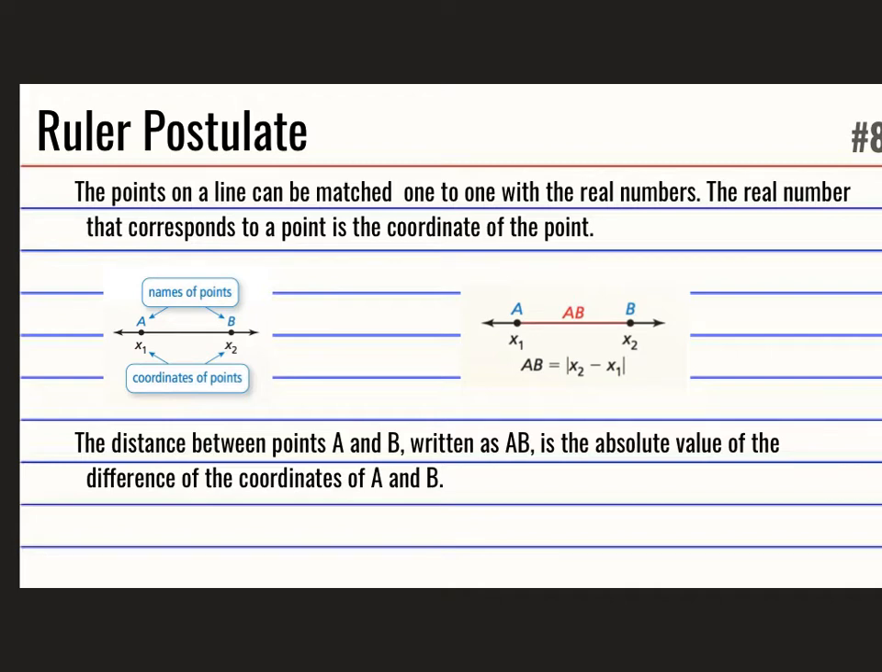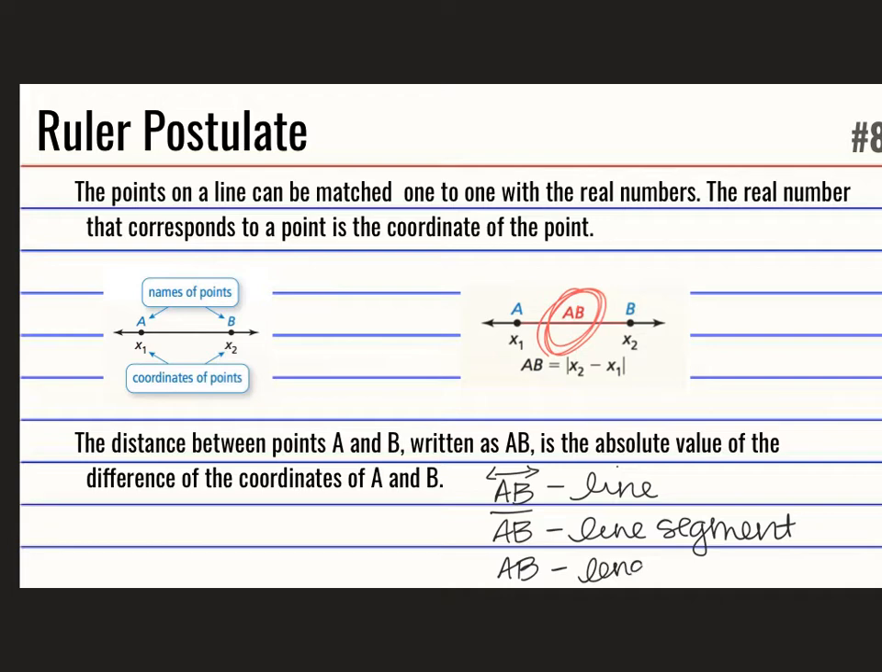Now, what's important to note here is that this AB makes a difference. In the beginning, we learned AB that looks like this, and that was referencing a line. We also talked about AB with the bar, and we know that that is a line segment. But here now we have AB with nothing, and this is referring to the length of segment AB. So make sure you note that these are 3 different things. They look different, and they all 3 mean different things.